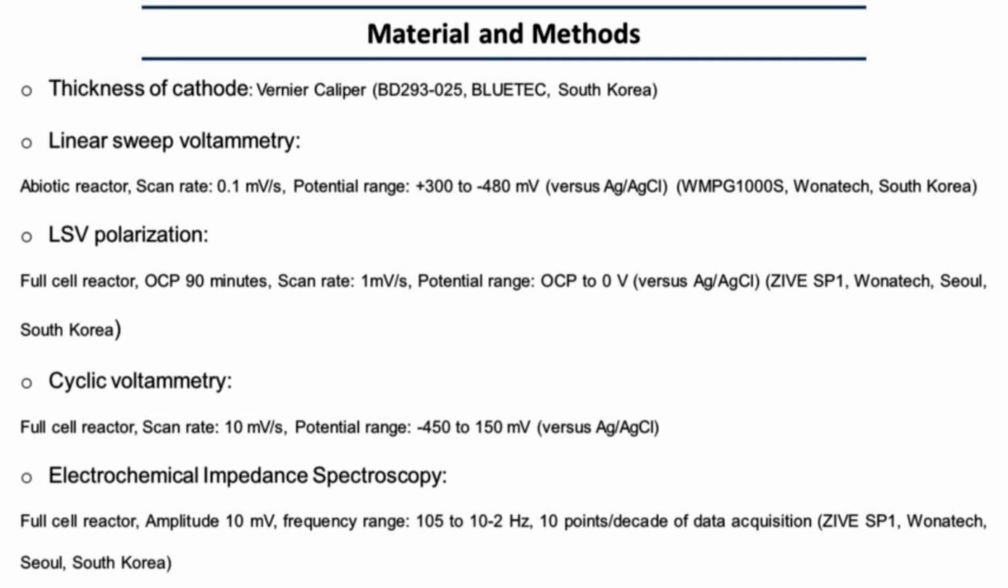The thickness of the cathode was measured using a vernier caliper. To test the cathode's own performance, linear sweep voltammetry was measured under abiotic conditions. Electrode potential and power density were measured through LSV polarization test under MFC full cell condition. The reduction peak of the cathode was investigated through cyclic voltammetry, and the internal resistance of the cathode was investigated in detail through electrochemical impedance spectroscopy.